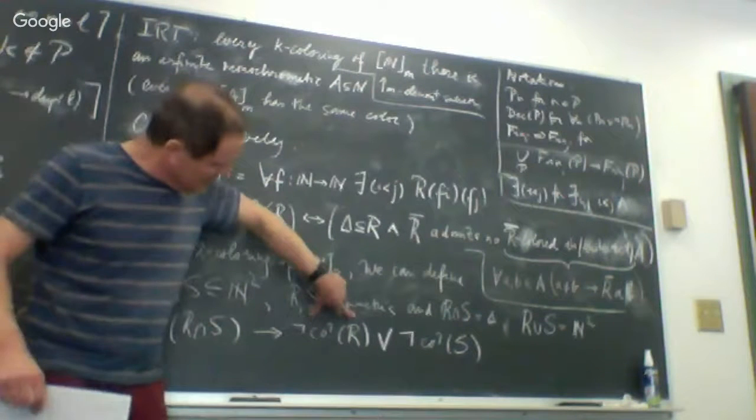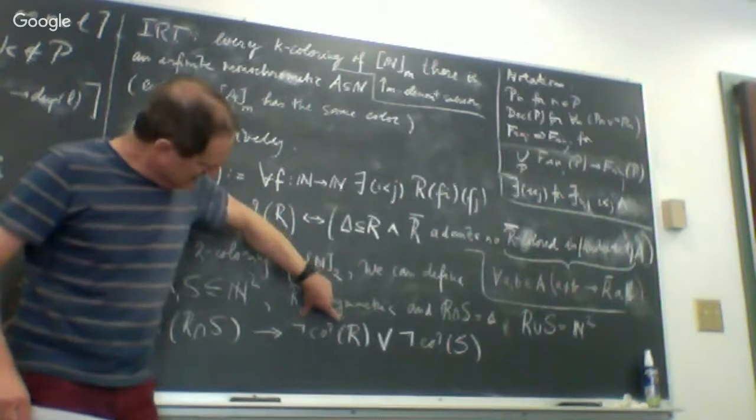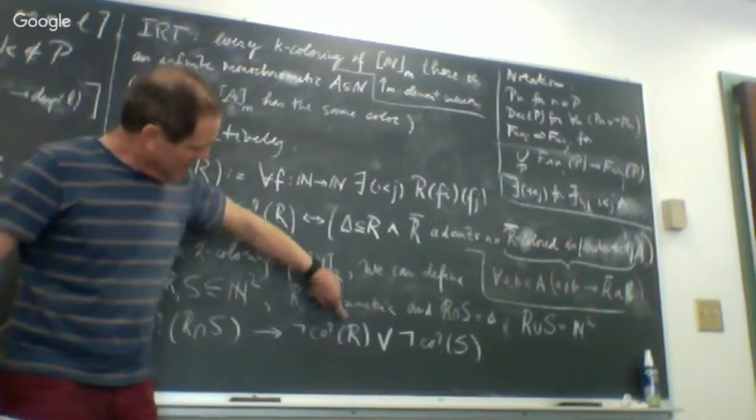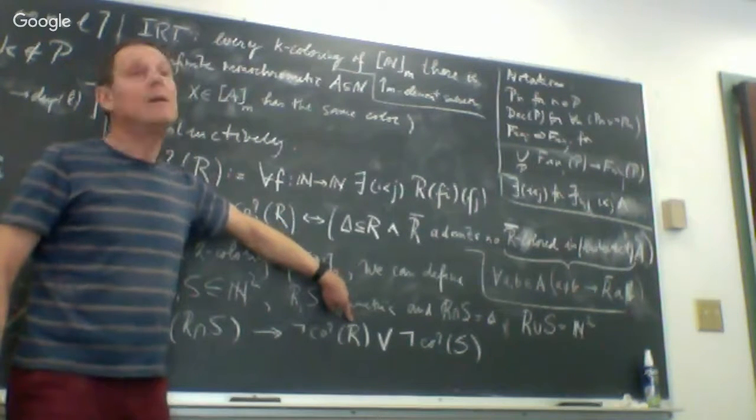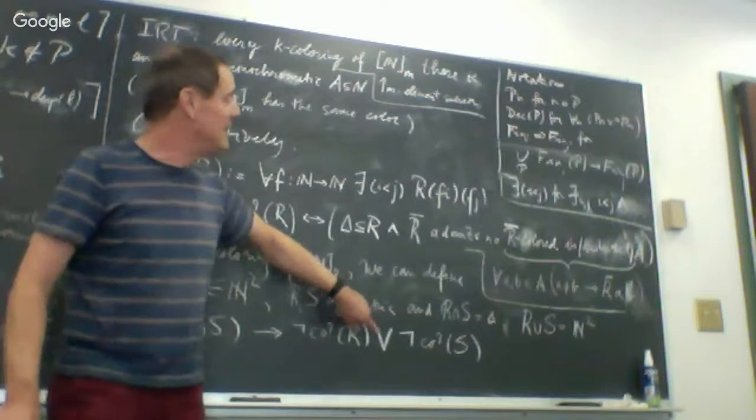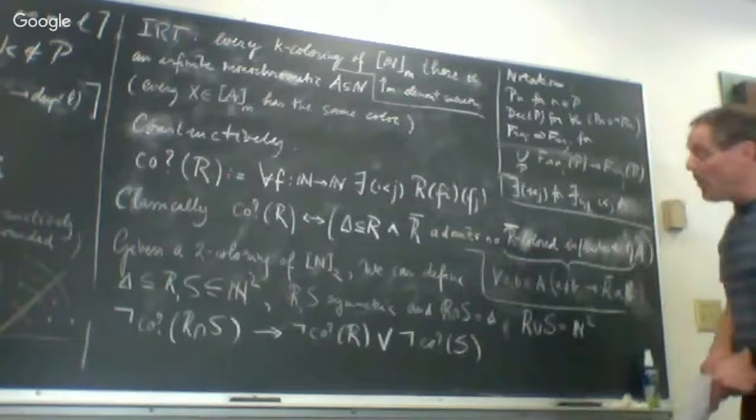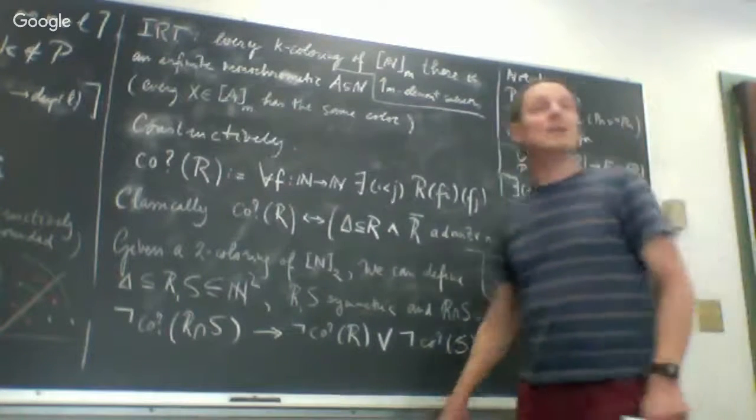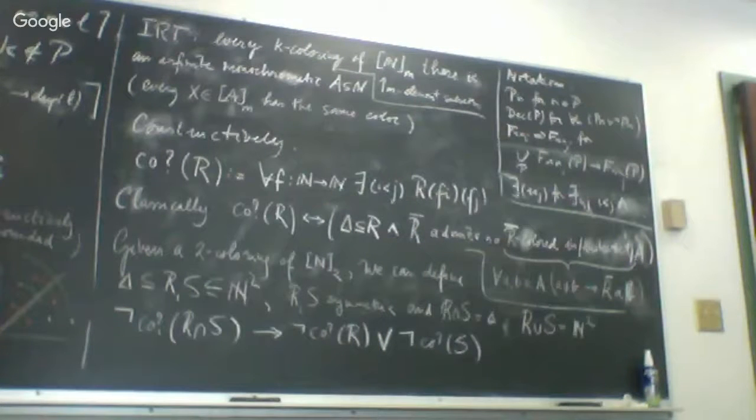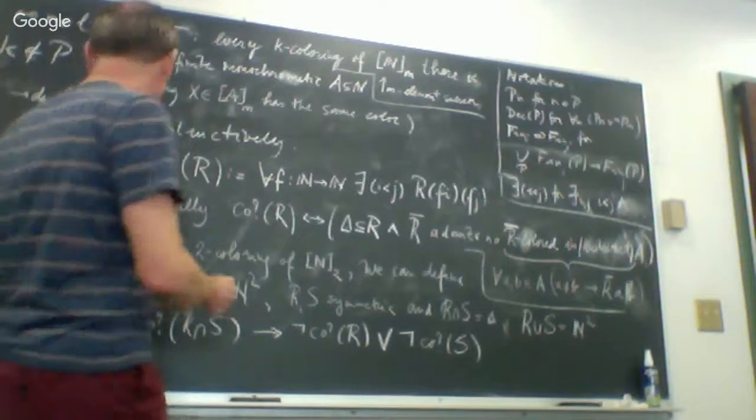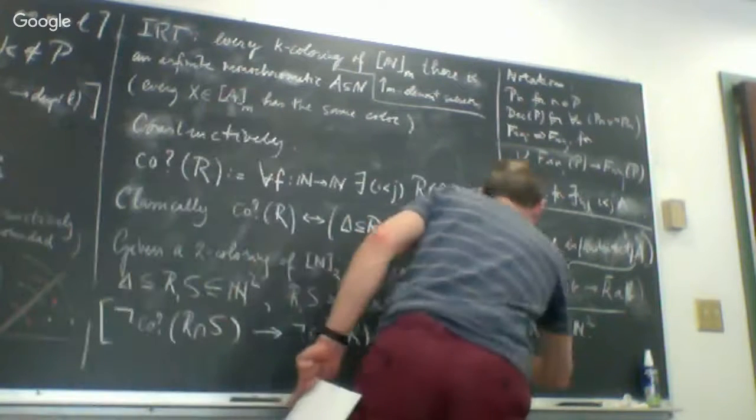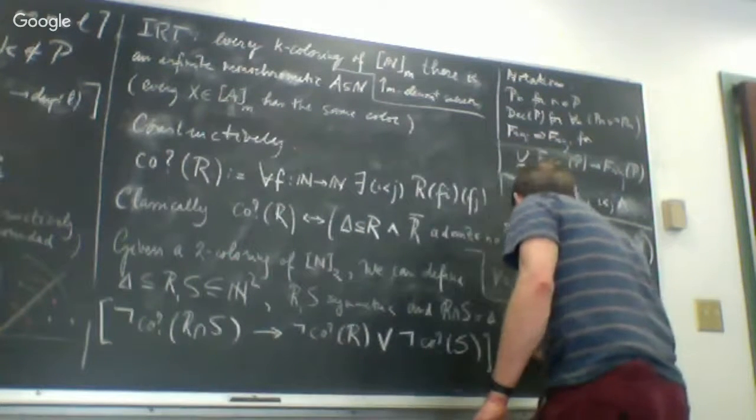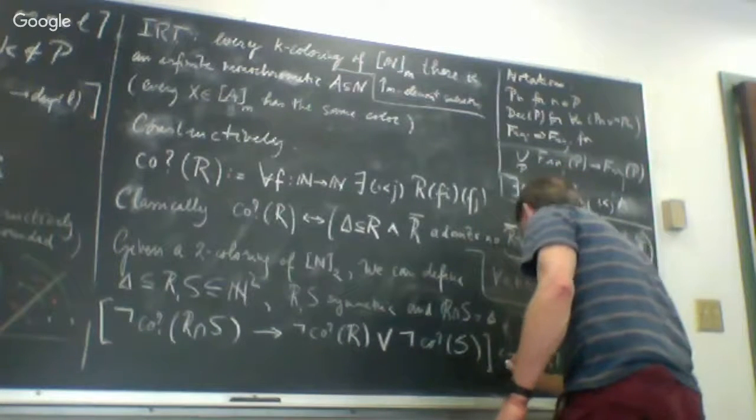And this means, classically, that R complement admits an infinite R-colored set, or S complement admits such an S-colored set. So that is the monochromatic set in the infinite Ramsey theorem. So this one as a whole is equivalent to the infinite Ramsey theorem, classically.